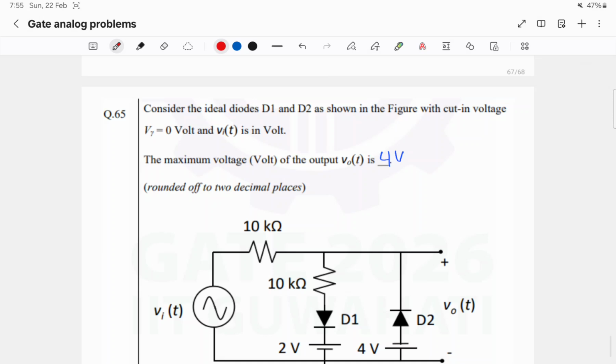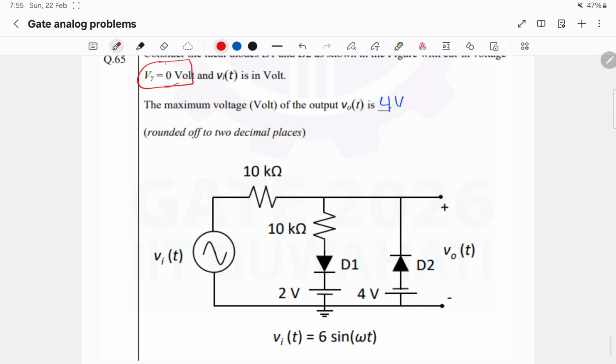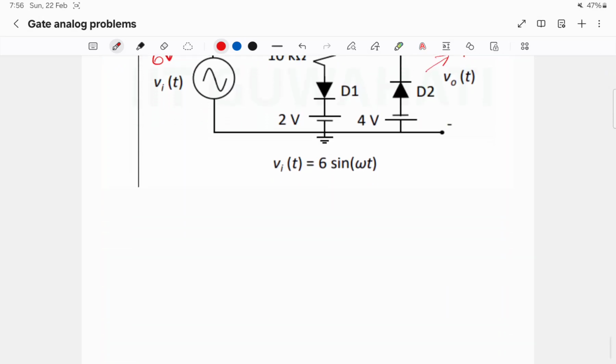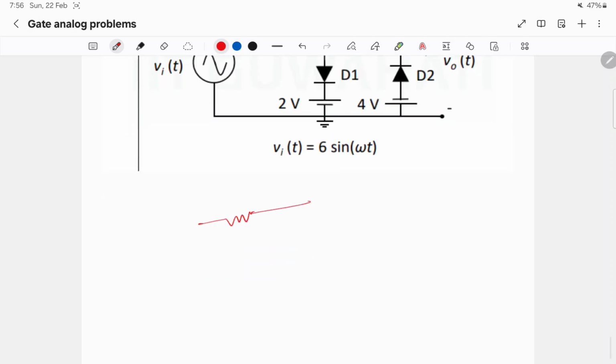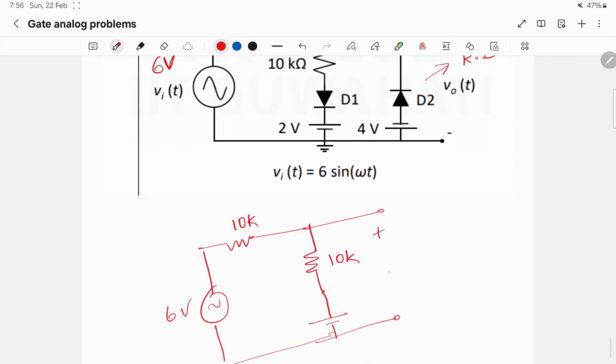And here comes the last question. Here they have asked the maximum output voltage V0 of t, and the cut-in voltage of the diode is given as 0 volts. For maximum voltage to occur, the input has to be at maximum. Let us say the input is 6 volts, and in this case the diode D2 will be reverse biased. So the circuit will look like this: 10k, 10k, and 2 volts and 6 volts. This is the output voltage V0 of t.